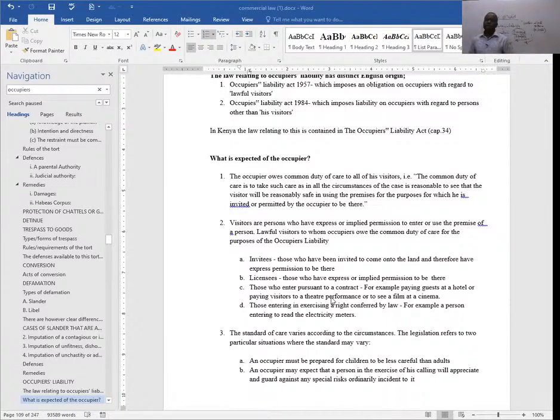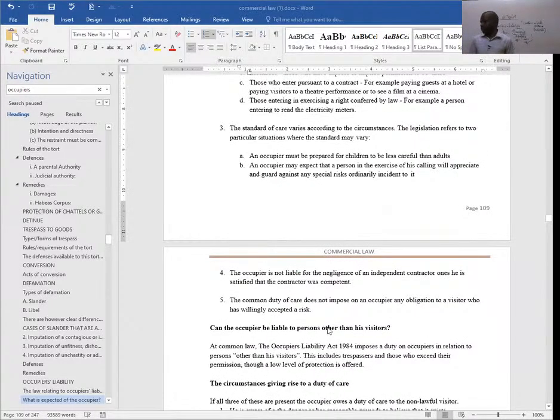So the standard of care will depend on the circumstances surrounding those who are visiting the premises. It could be adults, or it could be children. For the case of children, we are saying the standard of care will be very, very high, because they need a lot of guidance in ensuring their safety. An occupier may expect that a person in the exercise of his calling will appreciate and guard against any special risks ordinarily incident to it.